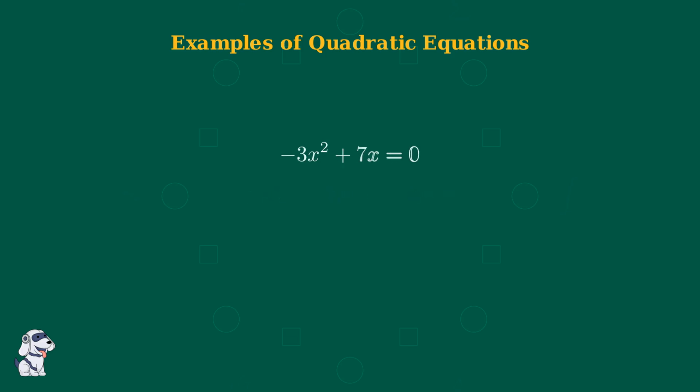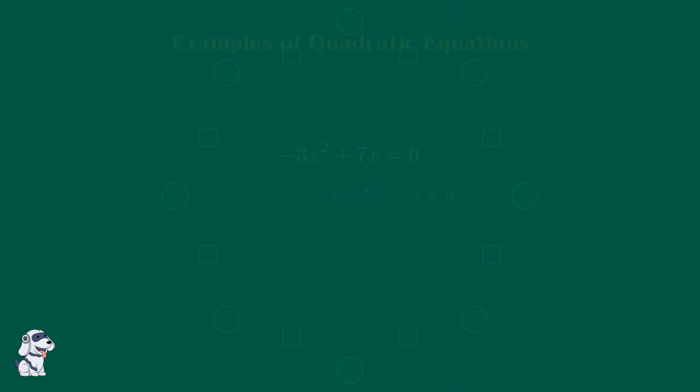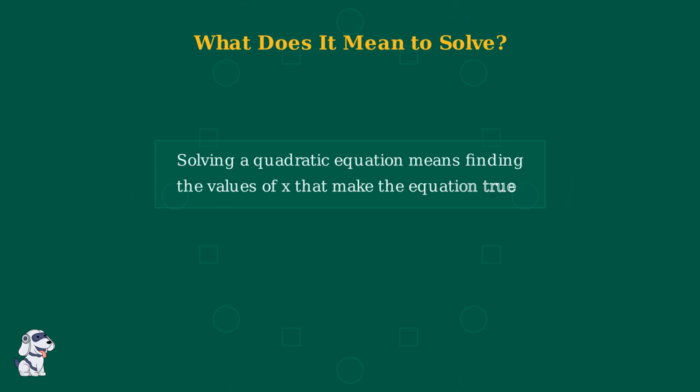Here's another example. Negative 3x squared plus 7x equals 0. In this case, a equals negative 3, b equals 7, and c equals 0 since there's no constant term. Now that we understand what quadratic equations look like, let's discuss what it means to solve them. Solving a quadratic equation means finding the values of x that make the equation true. These values are called the roots or solutions of the equation.